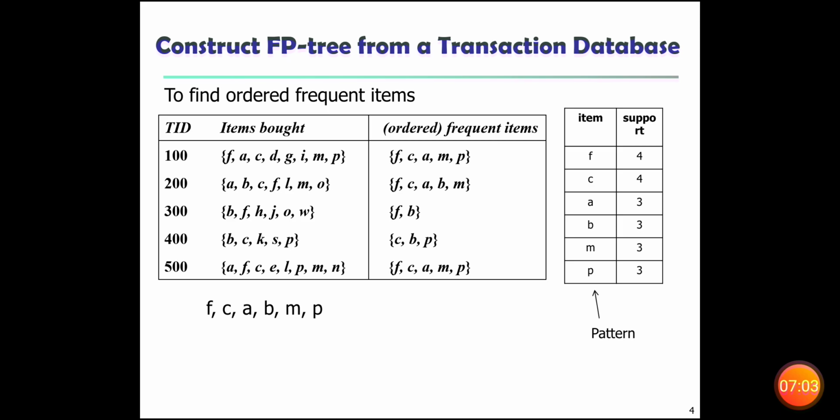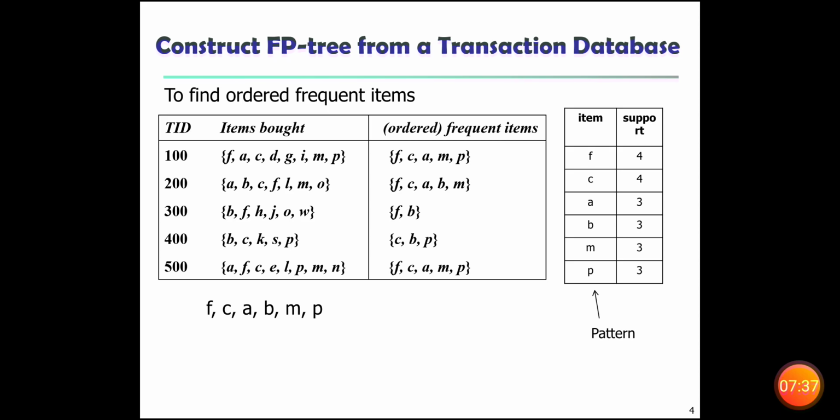So F is posted in the ordered frequent items. Then we can check the C, whether it is there in the 200 transaction ID or not. It is available, so it is also posted in the ordered frequent items. Then A is also available in the transaction ID 200, so correspondingly in our ordered frequent items, it is also posted. The same way B, M, and P. So we found the ordered frequent items.